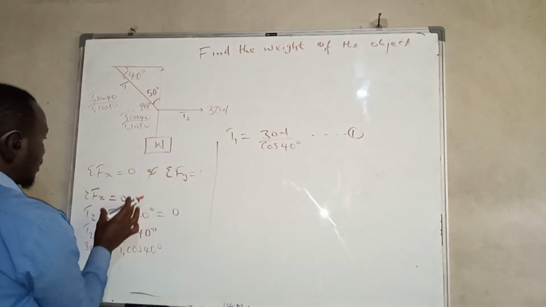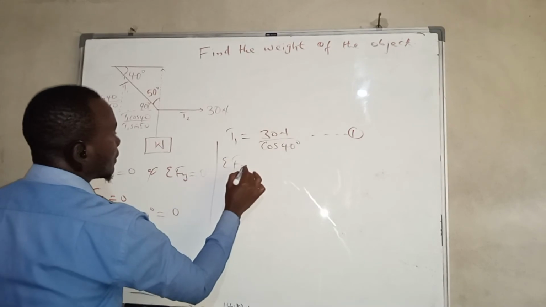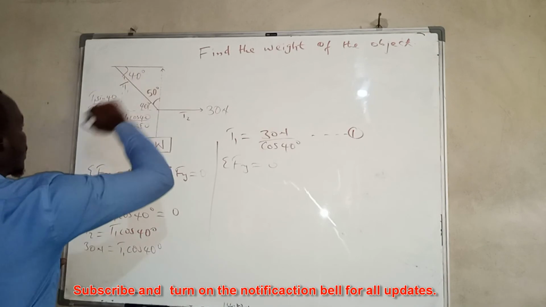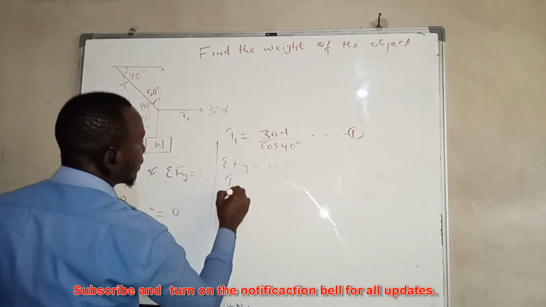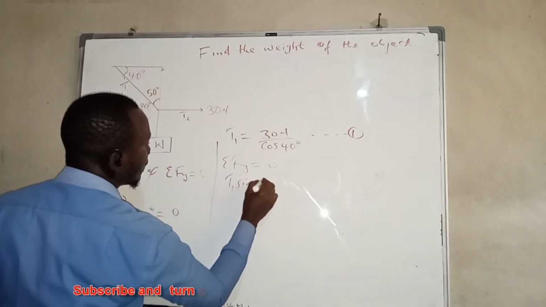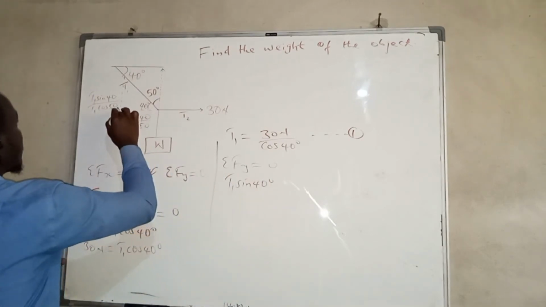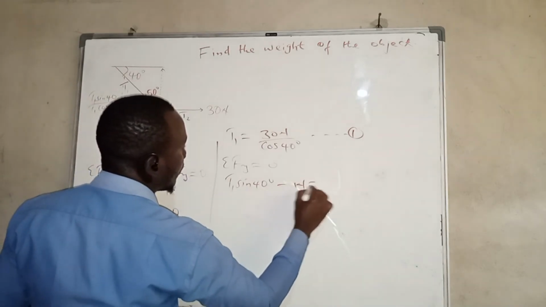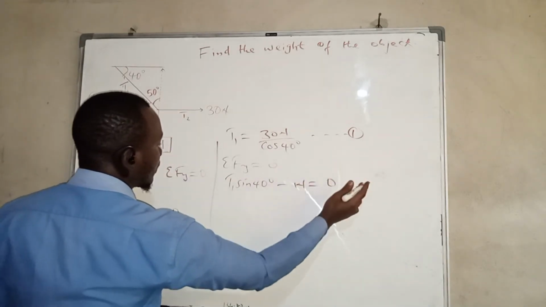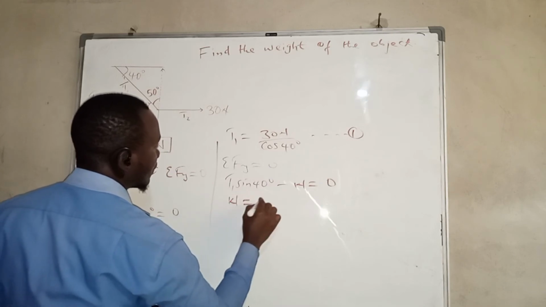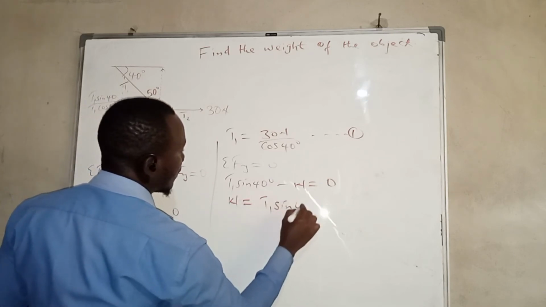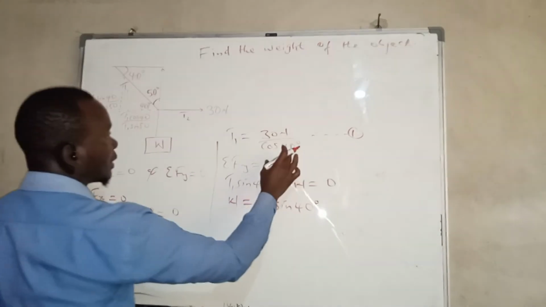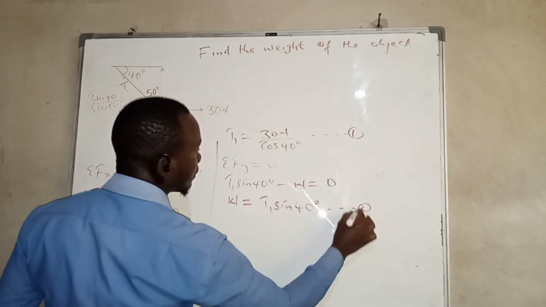Then for the summation of forces in Y, it must be equal to 0. So we have T1 sine 40 degrees, then minus weight, which must be equal to 0. If this crosses the equal sign, we're going to have weight is equal to T1 sine 40 degrees. Let us call this equation 2.